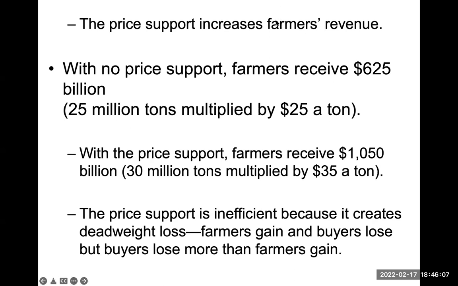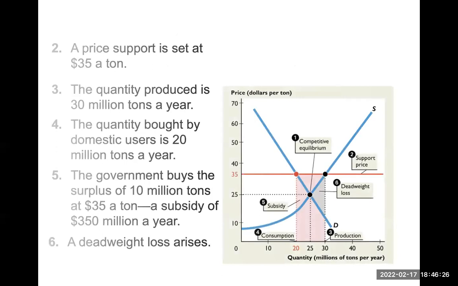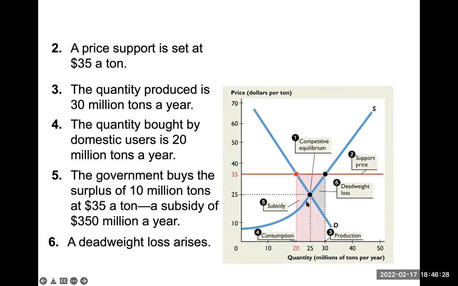But from that deadweight triangle, we would definitely find that on some occasions, the buyers will lose more than the farmers gain. So if you check this, the buyers would lose more than the farmers gain. So that is what we say is very inefficient production.